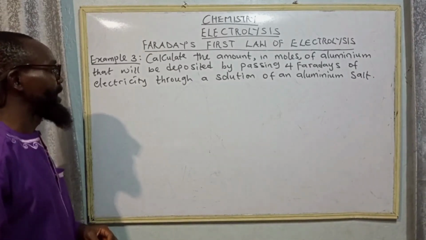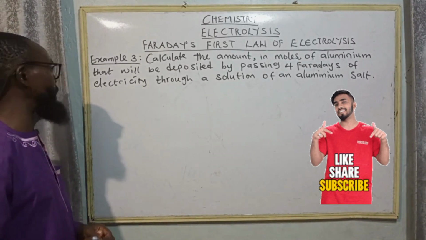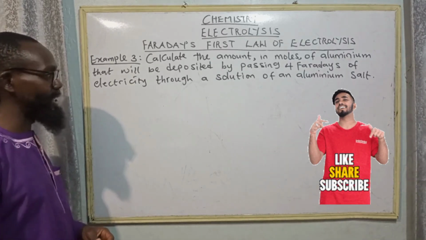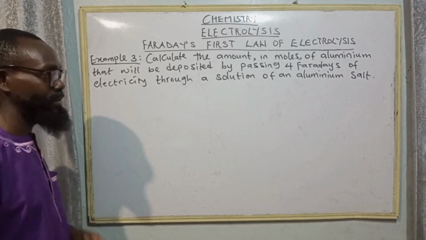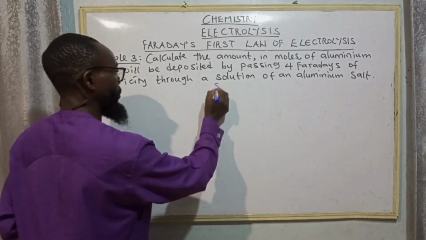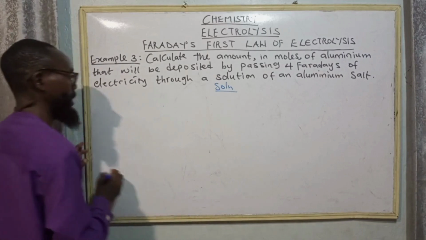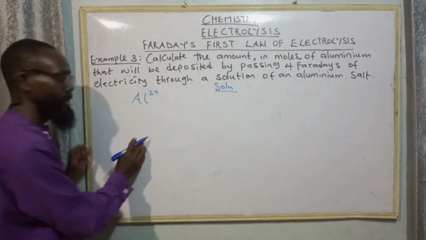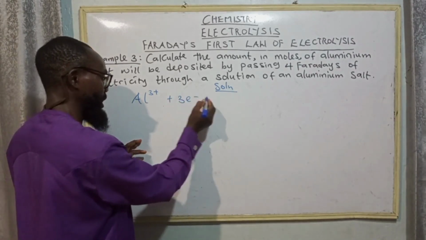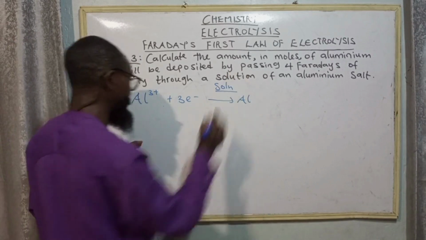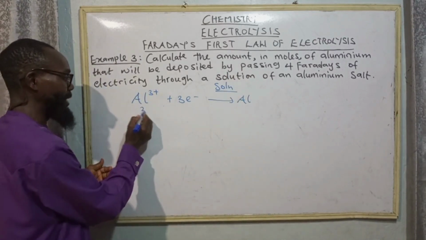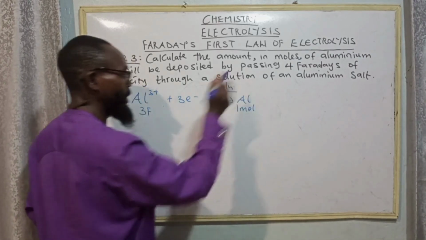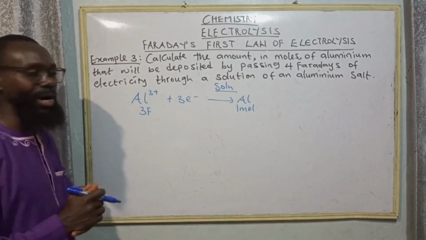Example 3. Calculate the amount in moles of aluminium that will be deposited by passing 4 Faradays of electricity through a solution of an aluminium salt. Now, we're talking about aluminium. We know aluminium to have 3 charge, to accept 3 electrons, and be deposited as Al, aluminium. From here, 3 Faradays of aluminium is going to deposit 1 mole of aluminium.